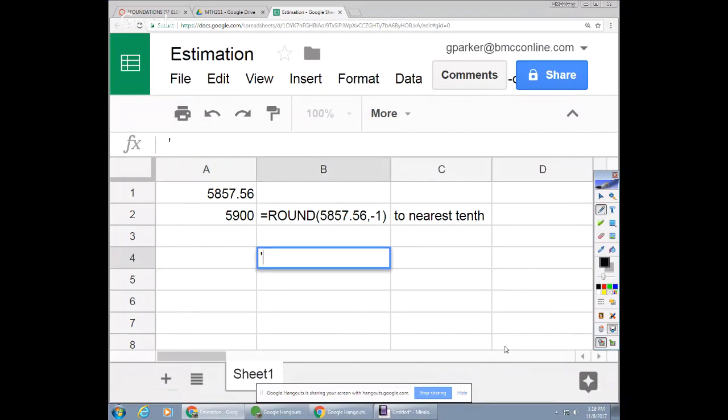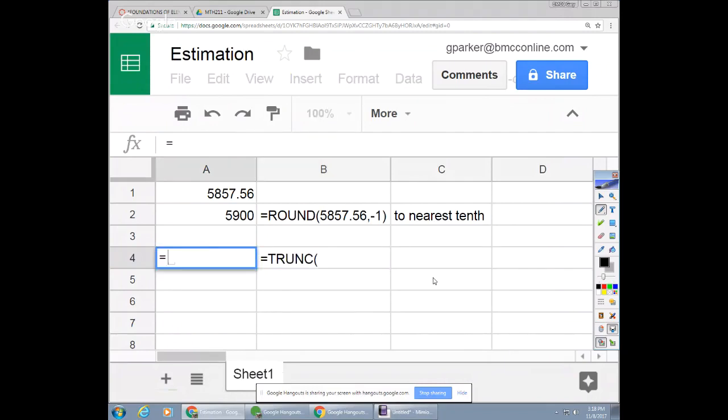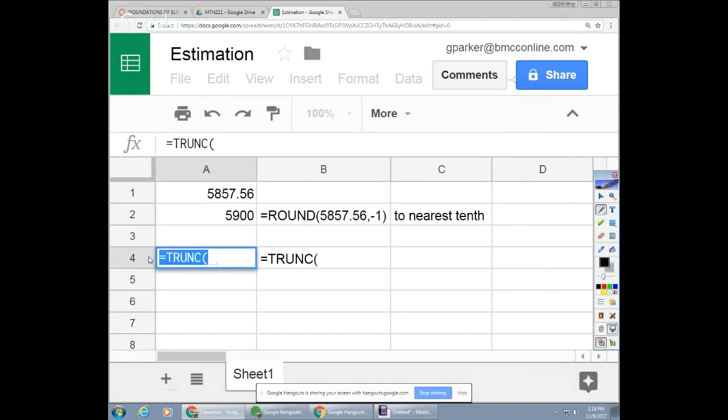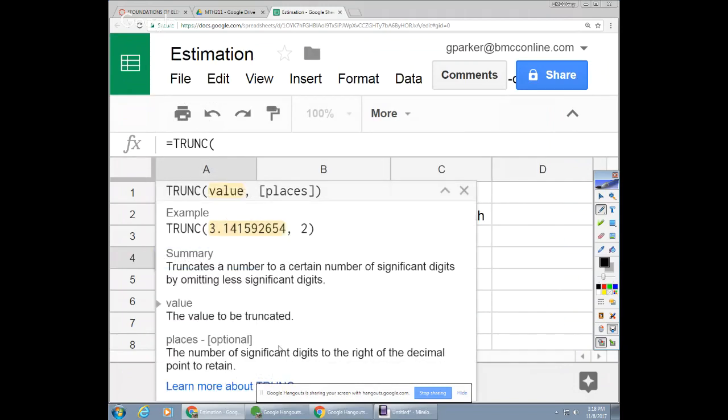So the command is called TRUNC. So I would start typing TR, and it says, hey, do you want to truncate a number? And again, truncate just means chop it off. And if you click the question mark, it'll try to explain what it does. And it's related to the idea of significant figures in science. That if you measure something and you're only confident to the nearest hundredth, that means you only have 3 significant figures. It's not important that you're to the nearest hundredth, but there's three values that you're sure about.